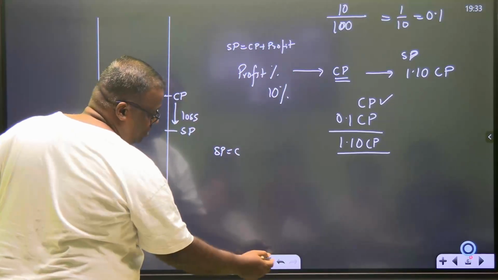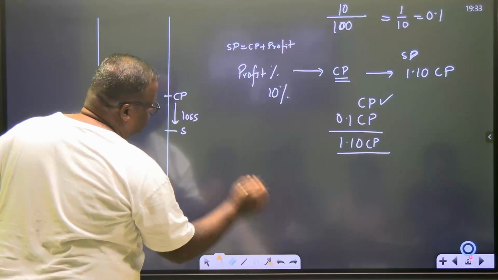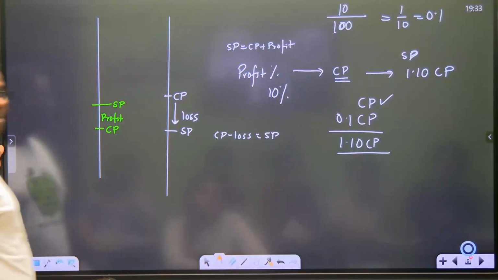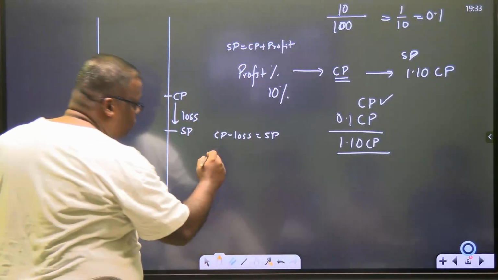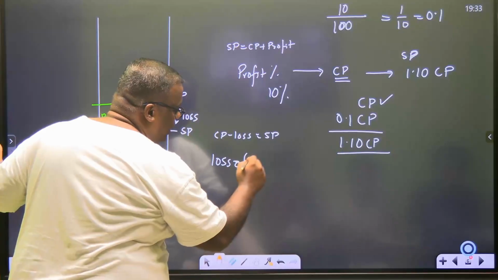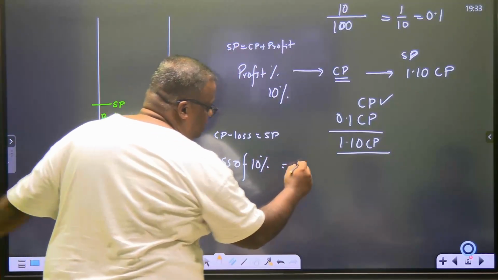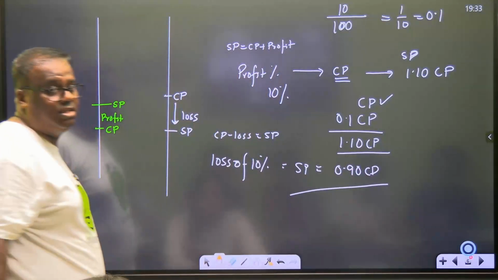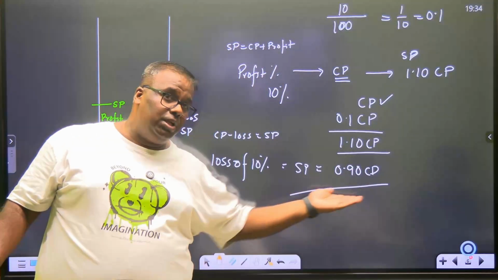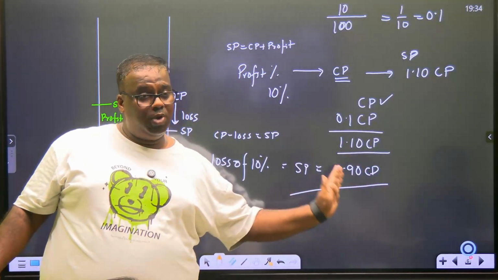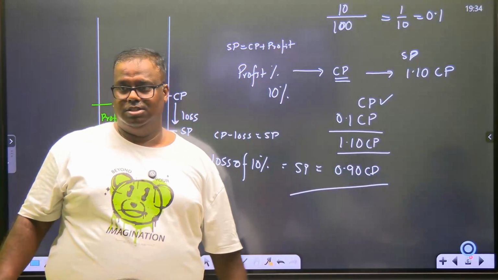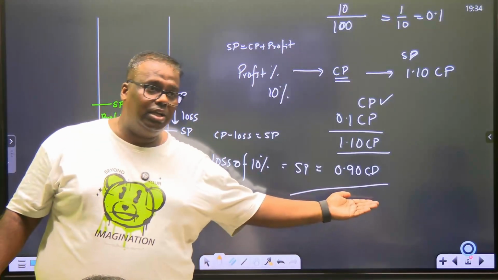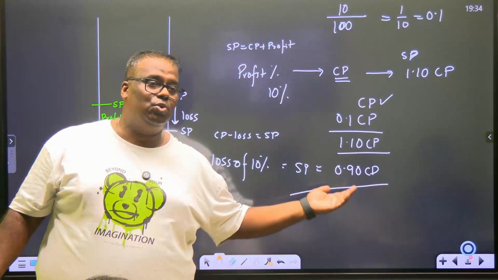Selling price is now, the cost price is more in this case. Cost price minus loss is equal to the selling price. Right? I sold at a loss of 10%. That means my selling price is 0.90 of the cost price. I could not recover the complete cost price, but lost 1/10 of the cost price. Are you understanding it clearly? I could not recover the entire cost price, but I have sold it at 90.